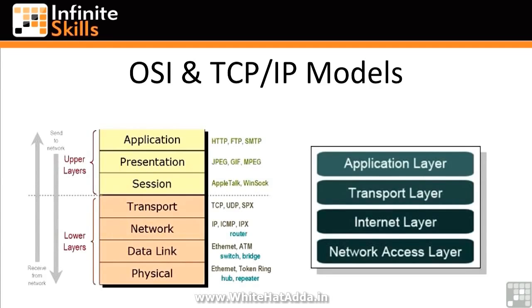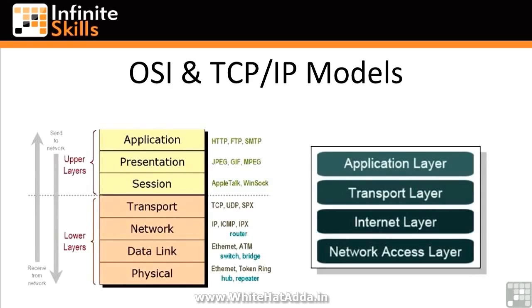The network layer, which is right above that at layer 3, that's where IP lives, as well as ICMP and IPX from the IPX/SPX suite of protocols from Novell. Routers operate at layer 3. Layer 4 above that is the transport layer. That's TCP, UDP, and SPX, again from the IPX/SPX suite of protocols.